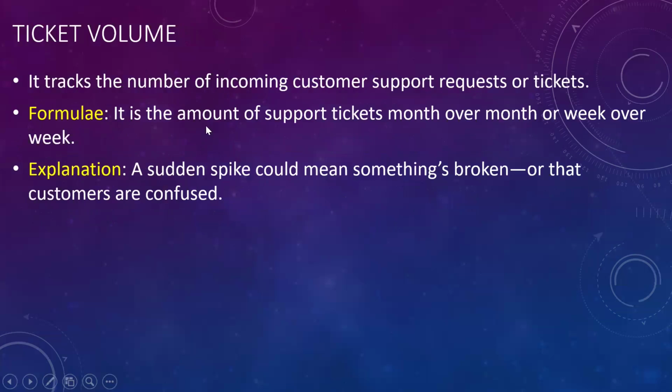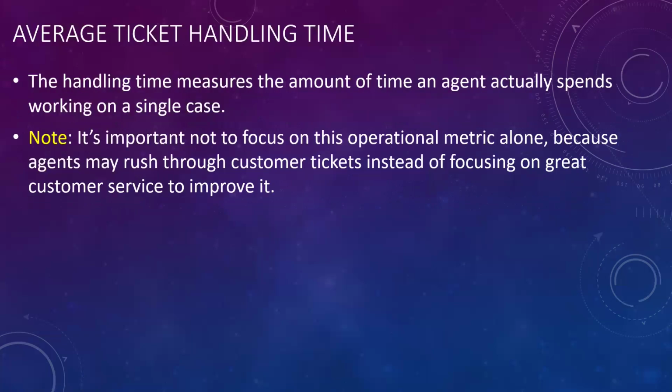Ticket volume tracks the number of incoming customer support requests or tickets. So a sudden spike in ticket volume could mean something is broken or that customers are confused. So this is actually one of the important metrics. Then average ticket handling time. The handling time measures the amount of time an agent actually spends working on a single case. It is important not to focus on this operational metric alone because agents may rush through customers' tickets instead of focusing on great customer service to improve it.